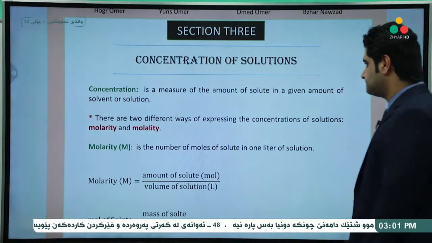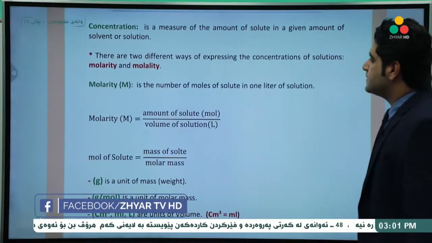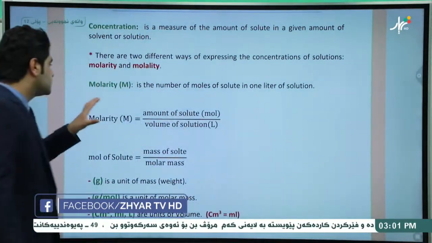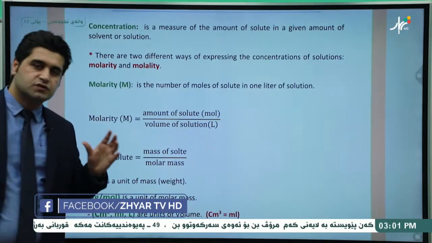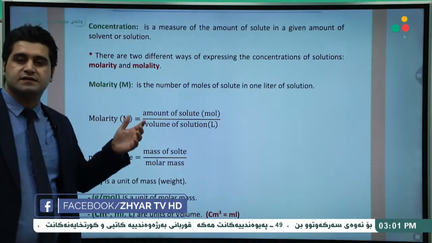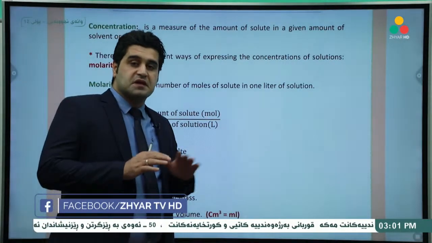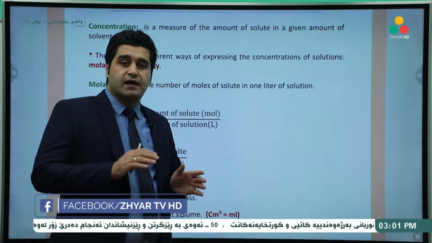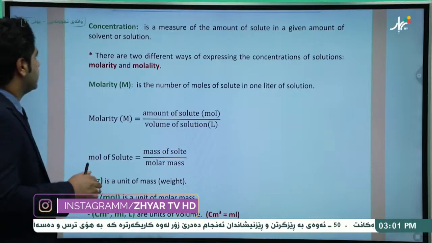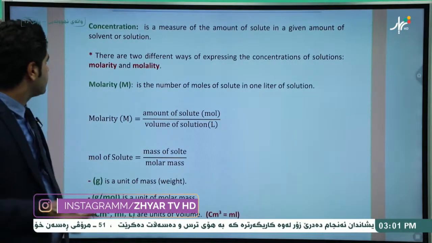the concentration. Okay, so there are two different ways of explaining the concentration in solutions, and each of them is separated from the other by a special characterization. Okay, first of all, as always, we have to explain the subject.